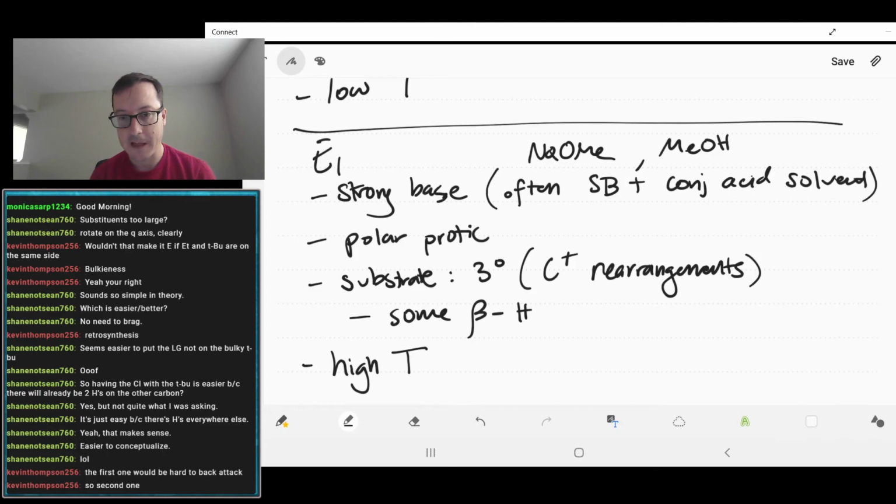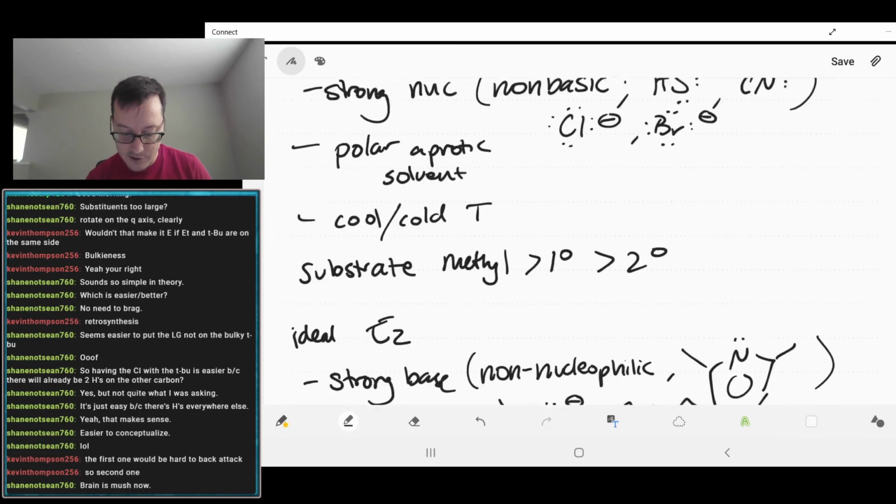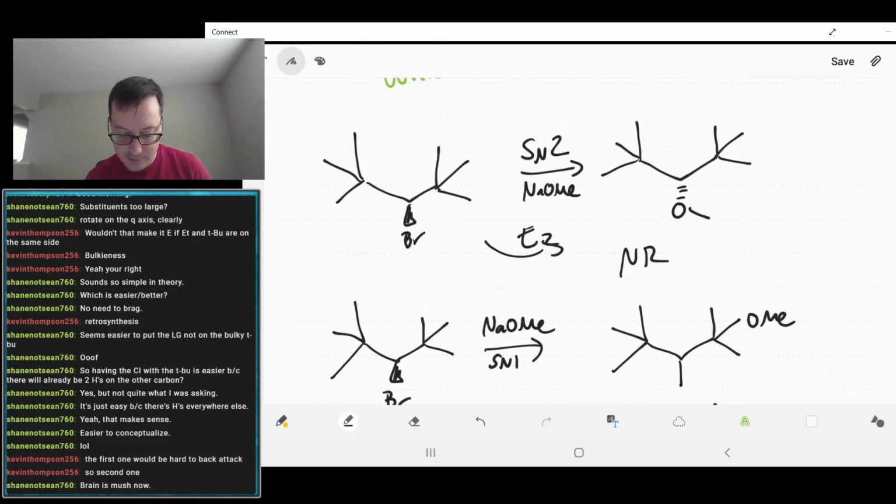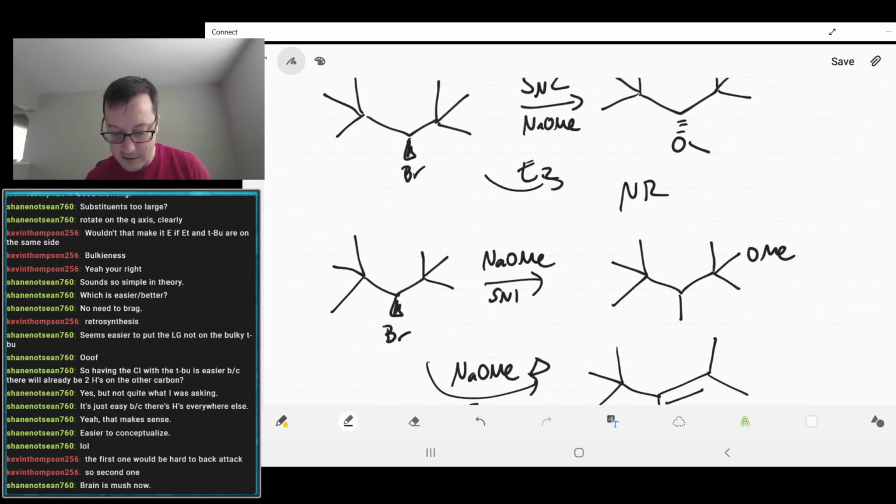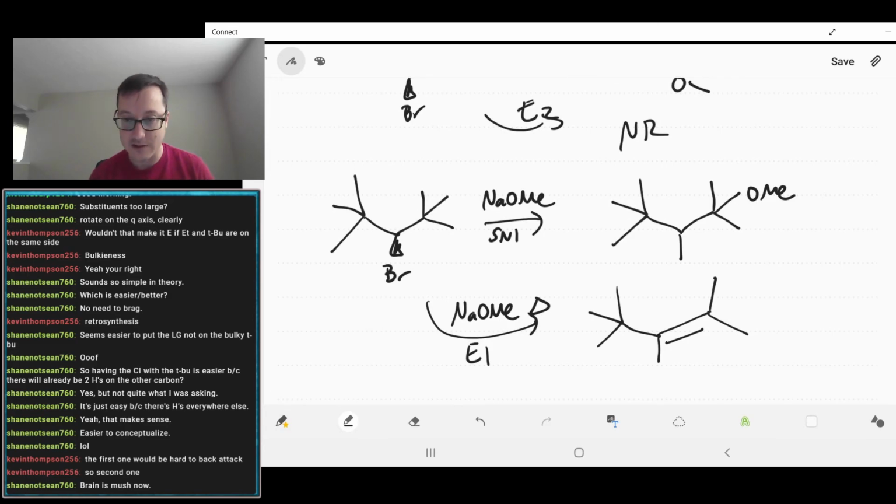Cool. So we have our four conditions. There's one last little bit that I want to talk about before we end today. These are the conditions that you'll want to practice with, because you see that the same substrate here did three different things in three different conditions.